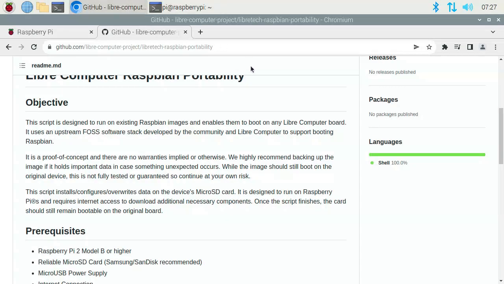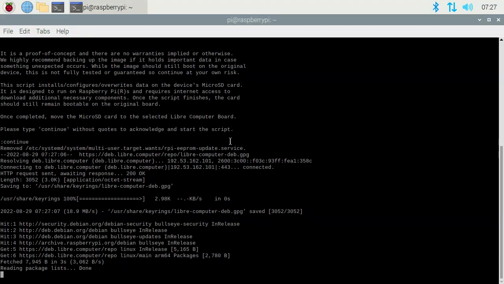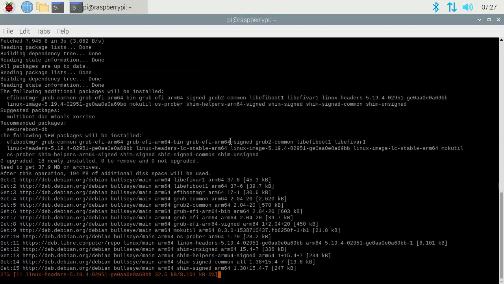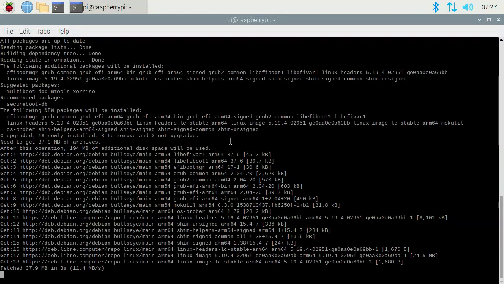First, you'll need to clone the repository on your running Raspberry Pi board. Open a terminal and run git clone URL. The URL can be found in the description below. Next, run sudo, the path of the cloned repository, slash oneshot.sh.